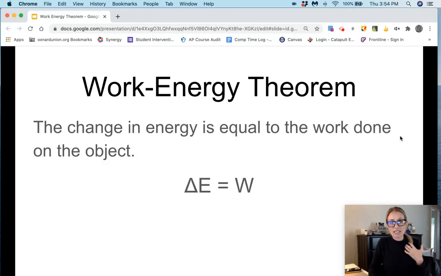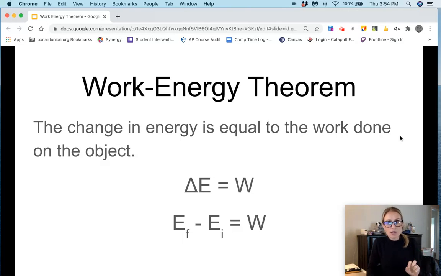Now, again, we can see here that if we have a negative work done on the object, then we're going to decrease in energy. If we have positive work done on the object, we will increase in energy. Again, that delta means final minus initial. So we have energy final minus energy initial.